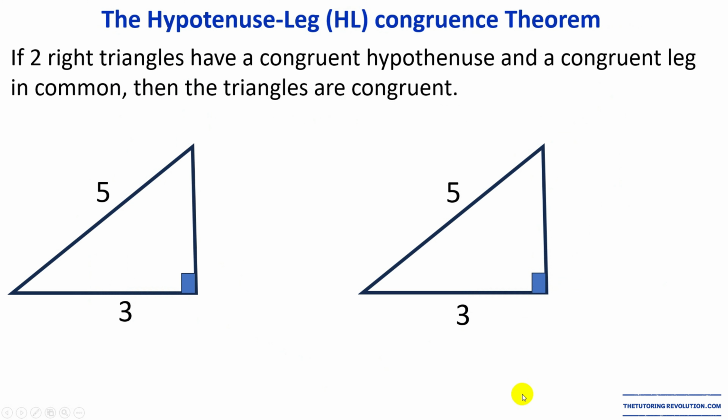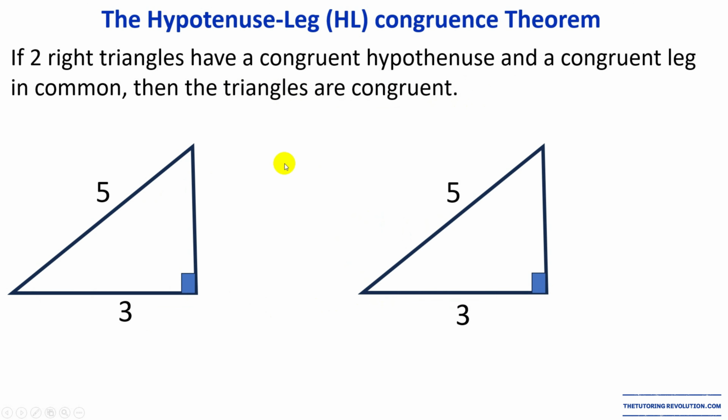Now let's go into the hypotenuse-leg congruence theorem. This theorem says that if two right triangles, again, right triangles meaning they both have 90 degrees, have a congruent hypotenuse, they both share the same hypotenuse, 5 and 5, and a congruent leg in common, both have 3 and 3 as a leg, then the triangles are congruent.